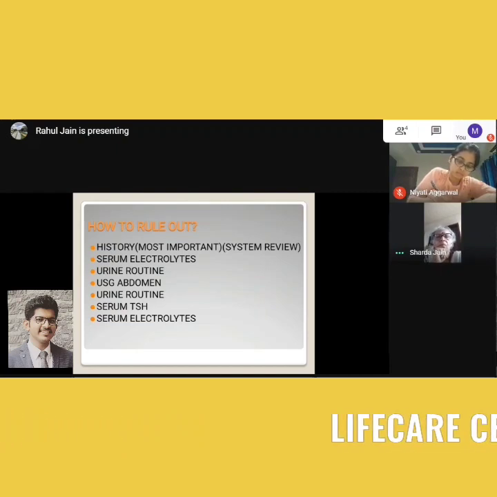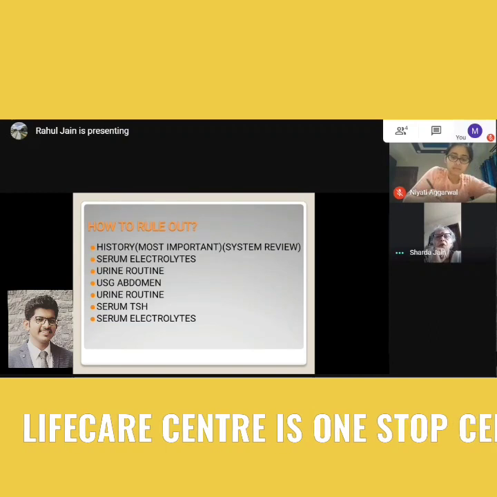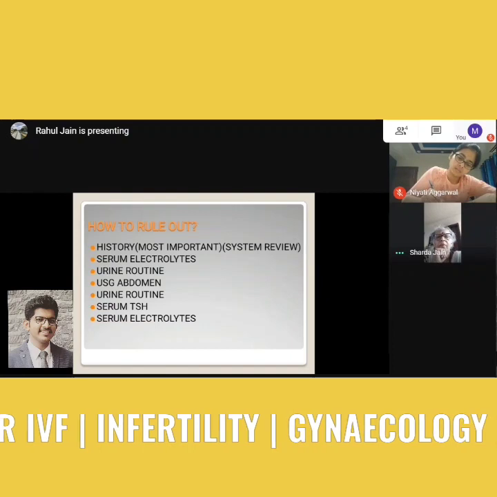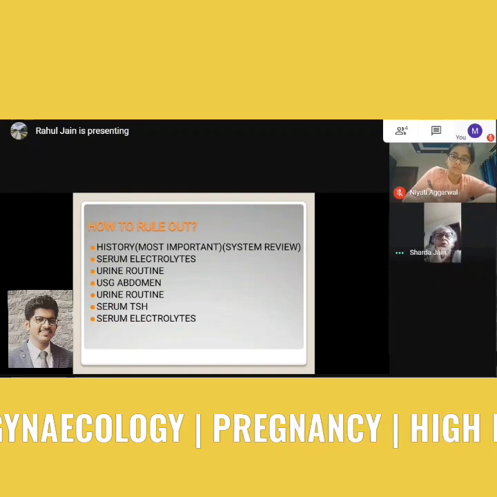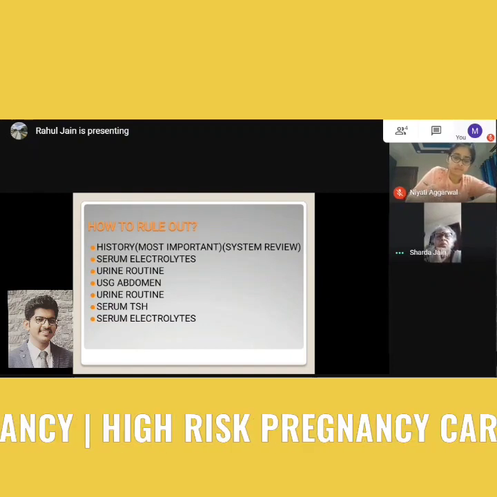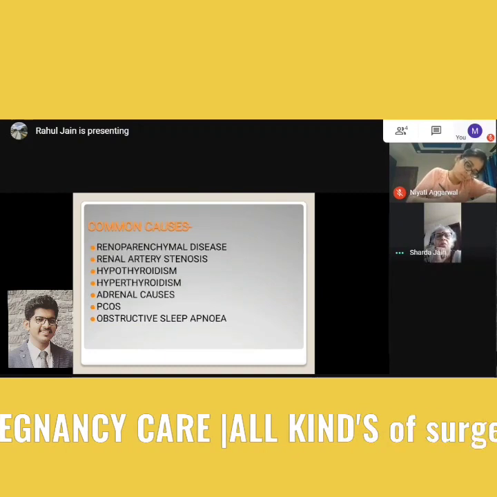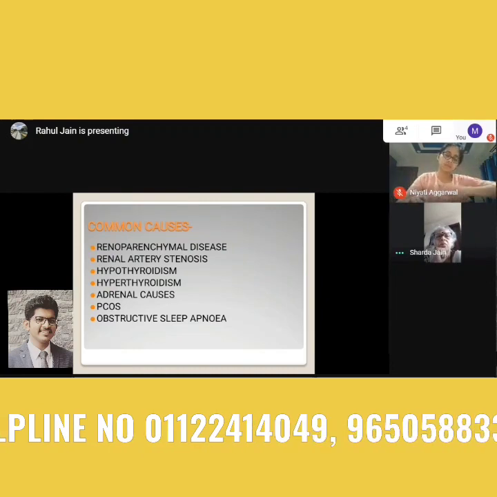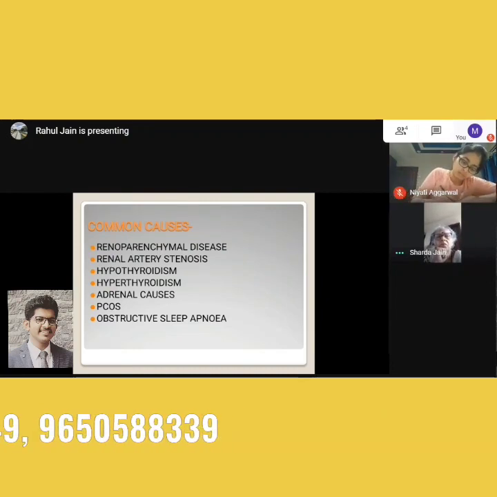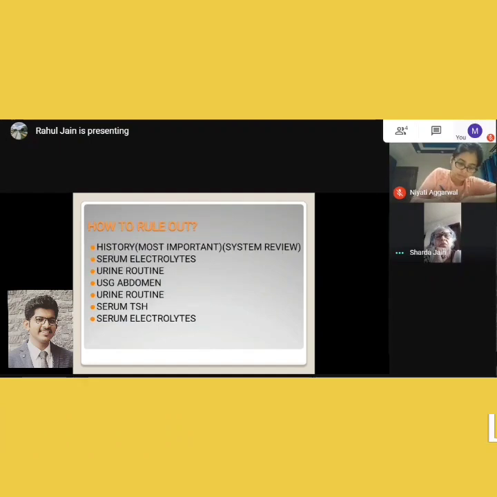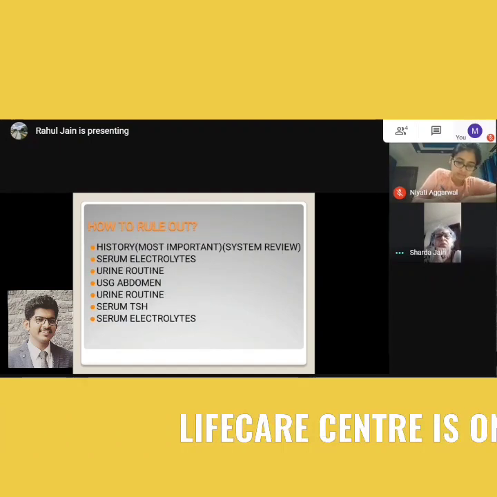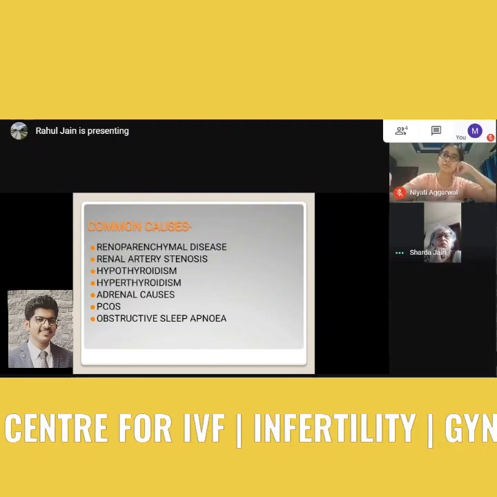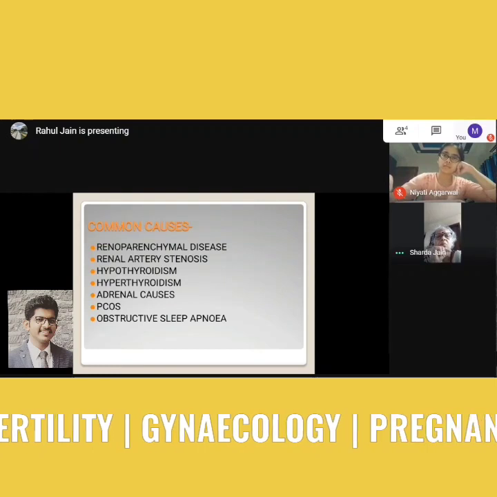Then we should always get some basic investigations, as we discussed yesterday, like serum electrolytes, urine routine, USG abdomen, and TSH. But there is a reason for each and every investigation. If we go back, hypothyroidism, renal parenchymal disease, and adrenal causes are the first five major common causes. If we get serum electrolytes, urine routine, and serum TSH done, then we can rule out these five, and the probability of missing a secondary hypertension patient becomes very small.